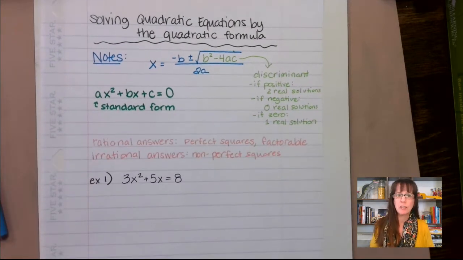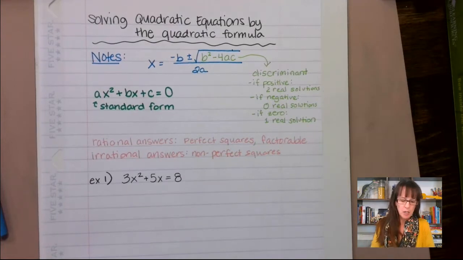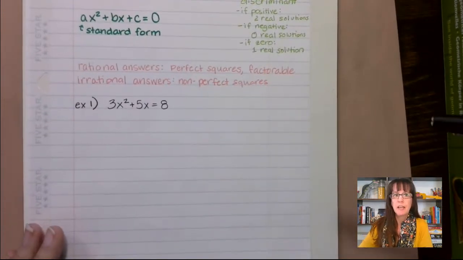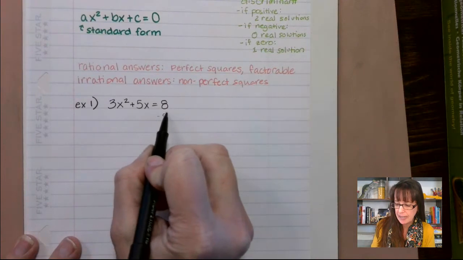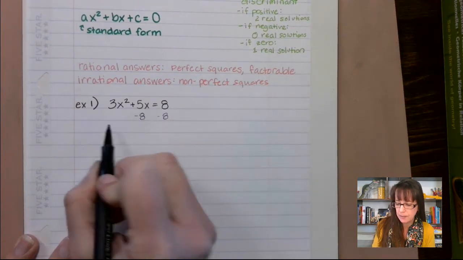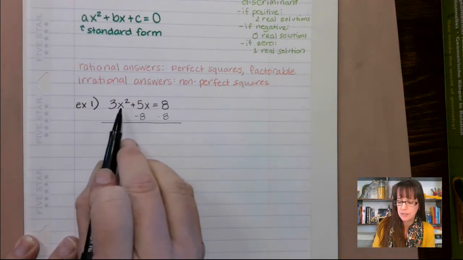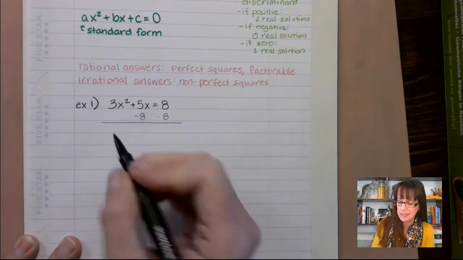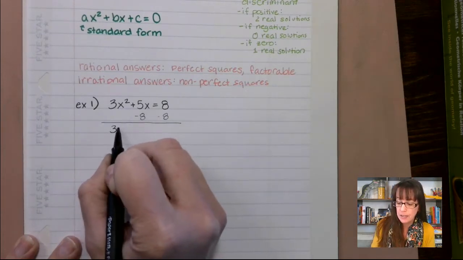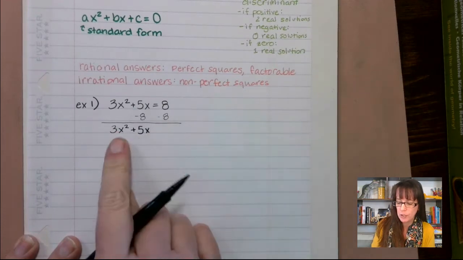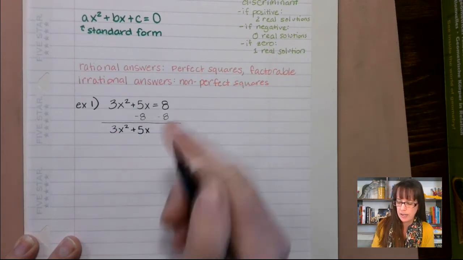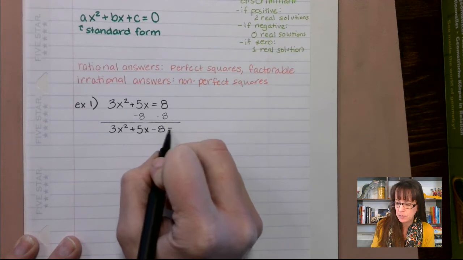Okay, so let's take a look at our first example here. So we have 3x squared plus 5x equals 8. The very first thing you want to do is get this into standard form, which means you're going to set it equal to 0. So we're going to minus 8 from both sides. Whenever you see an x squared, generally the best idea is to set it equal to 0. And then standard form means we put it in order. So 3x squared, then 5x to the 1, and then minus 8 equals 0.